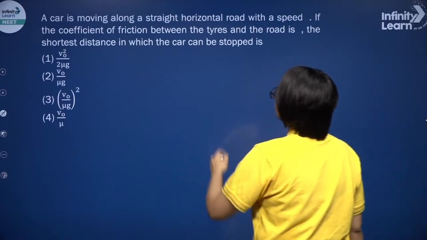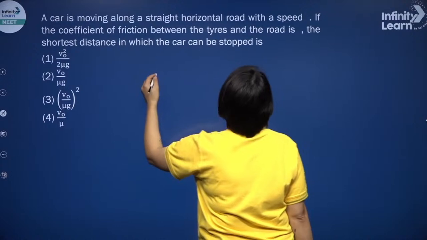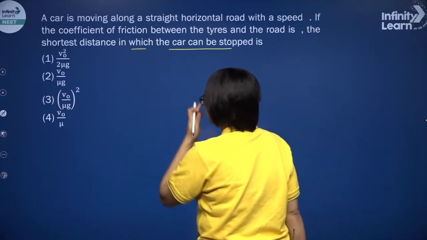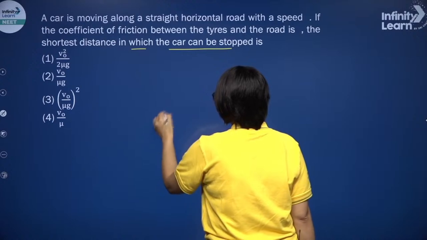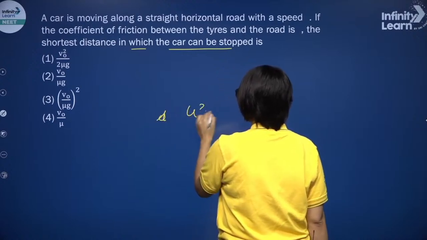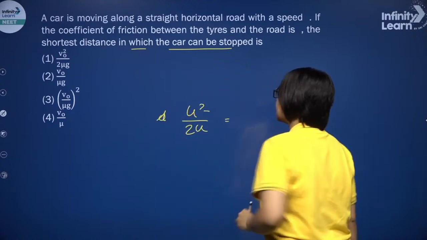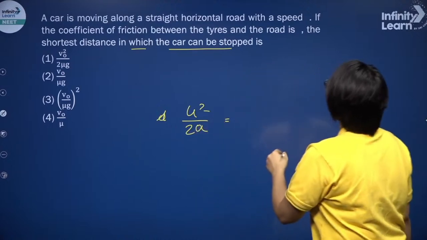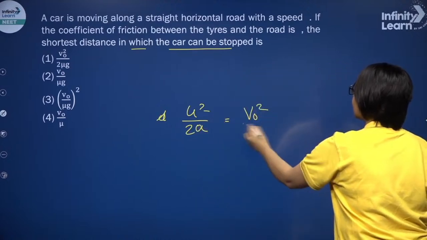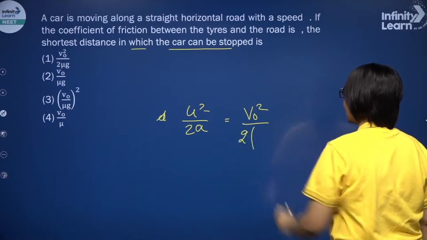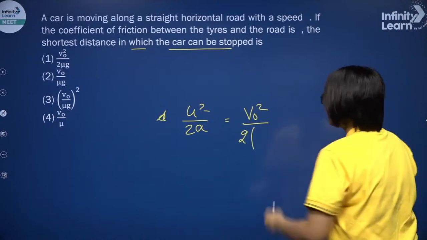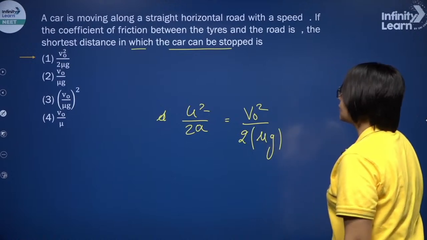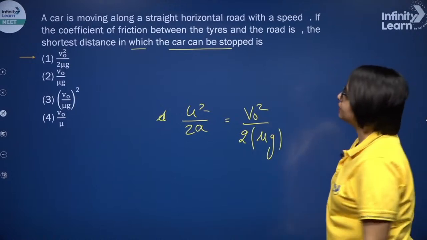If the coefficient of friction between the tire and the road is mu, then the shortest distance in which the car can be stopped is. So stopping distance is u square upon 2a. So u is v naught, so u square is v naught square divided by 2a. a is mu into g, that is retardation. So the correct answer for the stopping distance is v naught square upon 2 mu g.